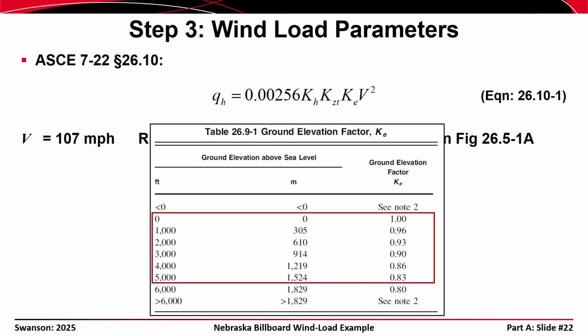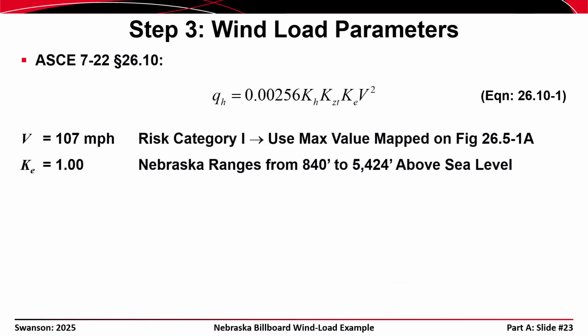If we were to consult a topographic map, we would find that Nebraska ranges from 840 feet to 5,400 feet in elevation above sea level. So, since we don't know the elevation of the specific site of our billboard in this example, we will conservatively take K sub E as 1.0. One thing to keep in mind is that when we're looking up the elevation factor, we use the elevation of the site relative to sea level, which is different than most of the other cases where the elevation Z is taken relative to the ground level.